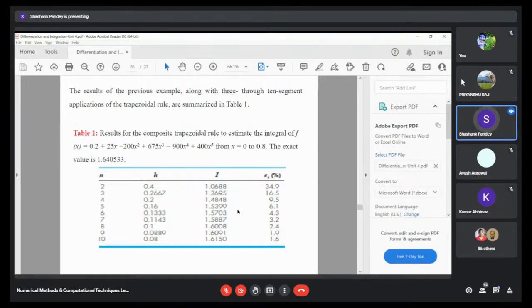So you can see here that the value when n is equal to 10 is 1.6150.